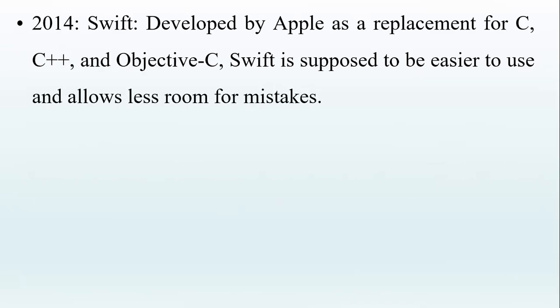In the year 2014, Swift was developed by Apple as a replacement for C, C++, and Objective-C. It was supposed to be easier to use and allow less room for mistakes.